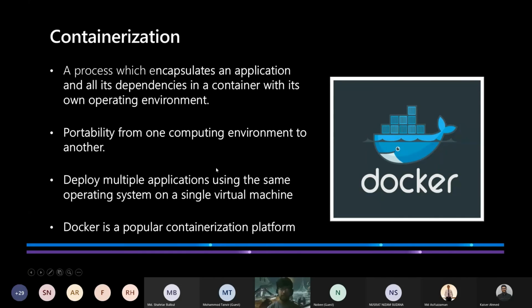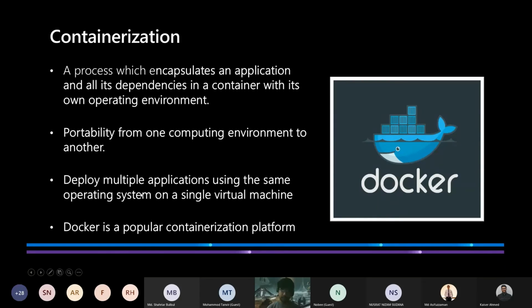If you do your development work under a container, and when you have done all the testing and QA, then you can easily just spin up this specific Docker container on your production machine, which would have the exact snapshot of the machine that you're running in your development environment. And you won't have any architectural issues or hardware issues that you would typically face. So this is the portability feature of this containerization technology, and it allows you to deploy multiple applications using the same operating system on a single virtual machine.